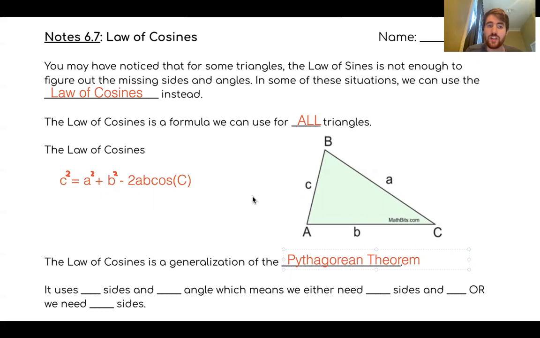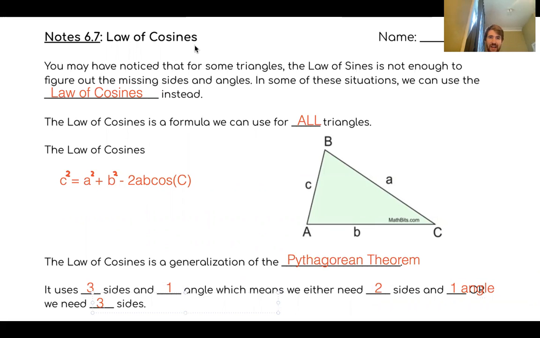So in the Pythagorean theorem, we use right triangles, which means C is 90 degrees. The cosine of 90 degrees is actually 0. So in a right triangle, the law of cosines is just C squared equals A squared plus B squared. It's just the Pythagorean theorem. But the law of cosines is useful because we can use it for non-right triangles. It always uses 3 sides and 1 angle, which means we either need 2 sides and an angle, or we need all 3 sides.